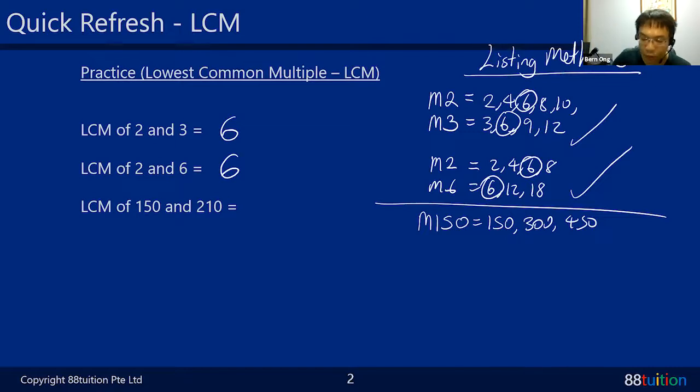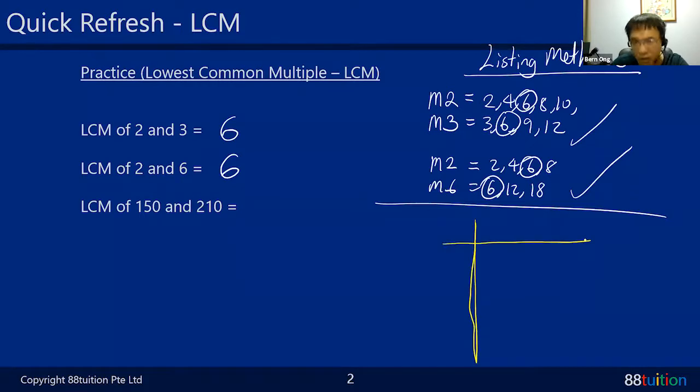That's where your Sec 1 comes in. That's why I love Sec 1 and Sec 2. Because the methods that are taught to you in Sec 1 and Sec 2 are perfect. They give you a lot of methods, but many of you don't want to use them. This is called prime factorization. So you've got 150 and you've got 210.